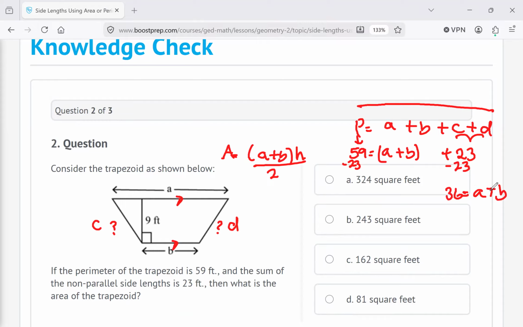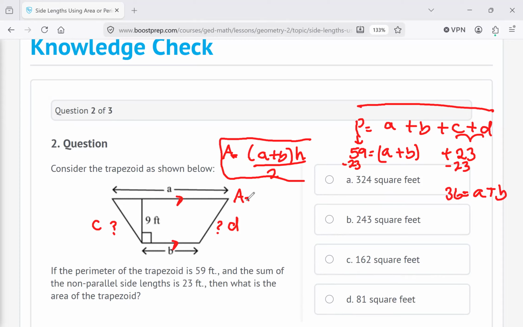Okay, then what is the area of a trapezoid? So let's go back and use this formula. I think we have everything we need now, right? We don't need to know specifically the length of A, or specifically the length of B. We just need to know the sum of A plus B. We just found it from this equation, which we said was 36.